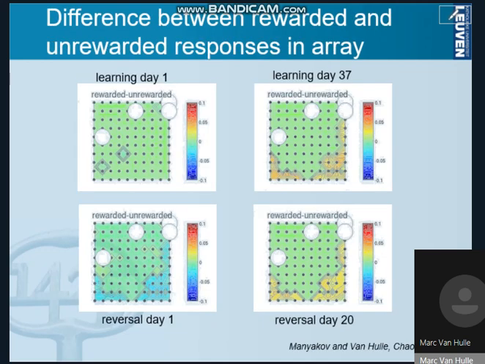If you go to the next slide, there we see the effect as a function of learning. So the first day, learning day 1, there was nothing at all to be noticed here between the rewarded and unrewarded stimuli. There was no difference in synchrony, but on day 37, the top right plot, you see the difference. And then suddenly, one day after the switch, the reversal of the rewarded stimulus, you see immediately everything turning blue. So what was yellow and red becomes now blue and dark blue. So this is as expected.